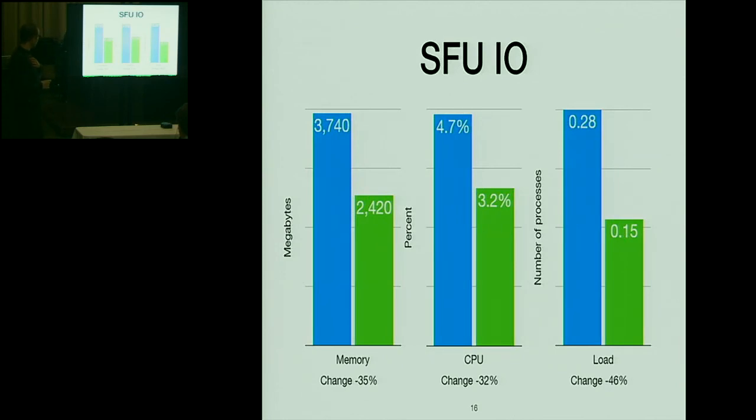About the SFU I/O, the pressure in our infrastructure has been greatly reduced as well. We now use 35% less memory, 32% less CPU, and the system load across all of our bridges has dropped by 46%. So it's a significant reduction.